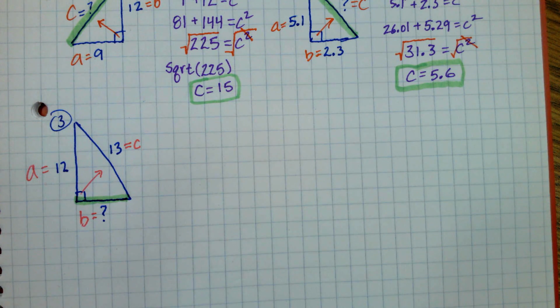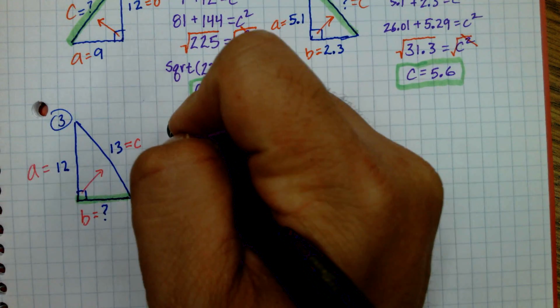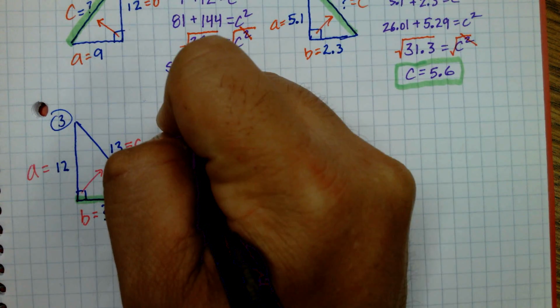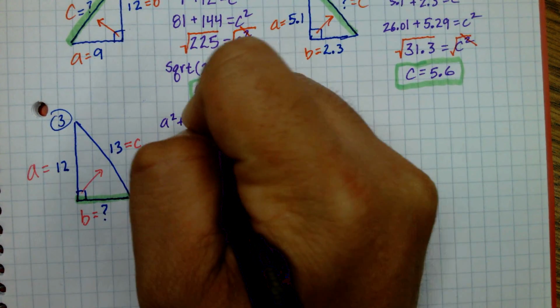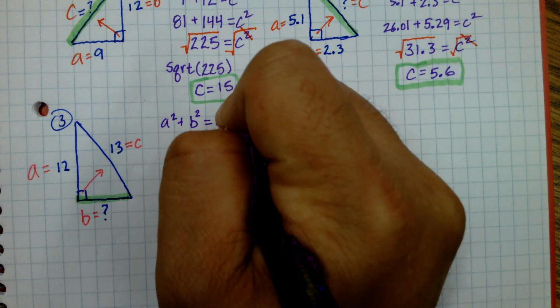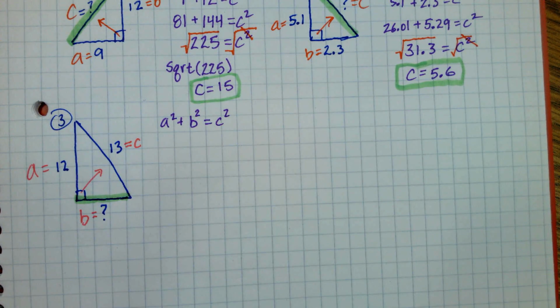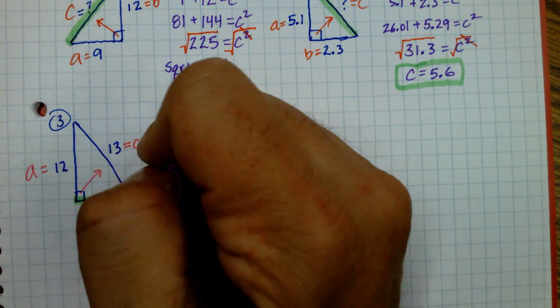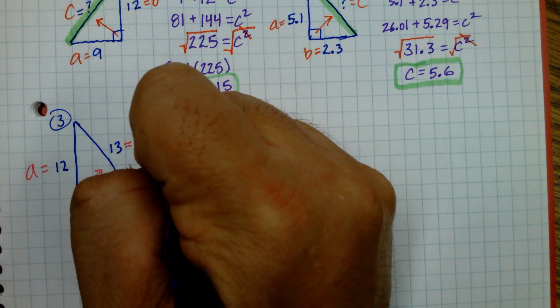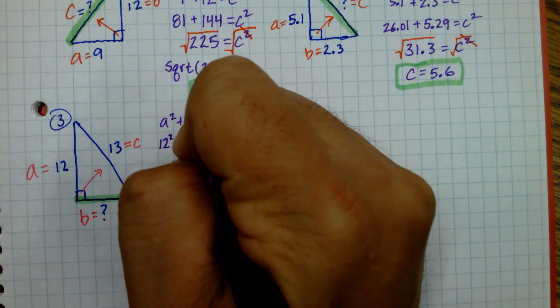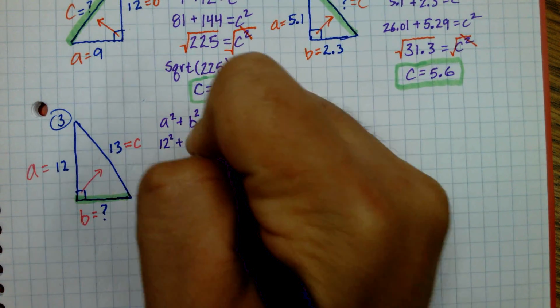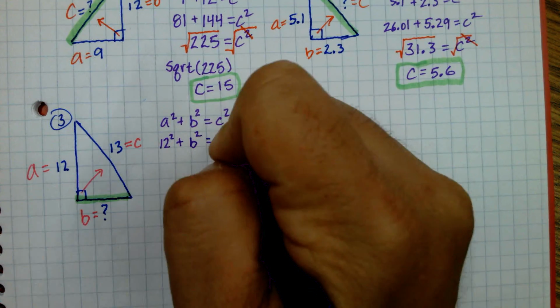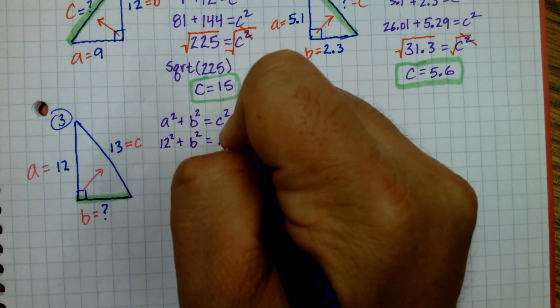And so we have the Pythagorean theorem to help us find this. So I'm going to write it down. It says that A squared plus B squared equals C squared in this right triangle arrangement. And we're going to replace A with 12. So this is 12 squared plus B, we don't know, so that's B squared, equals C, which is 13. So 13 squared.